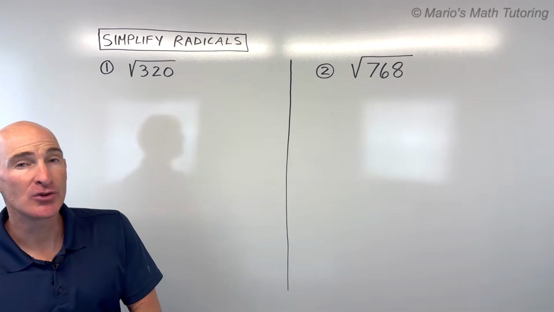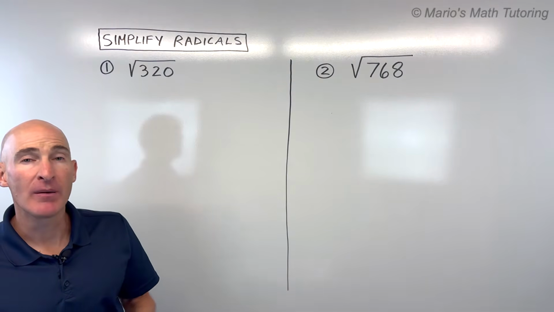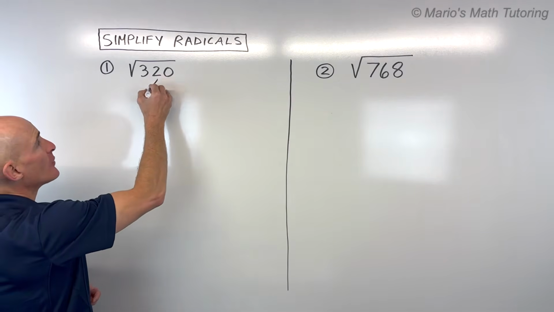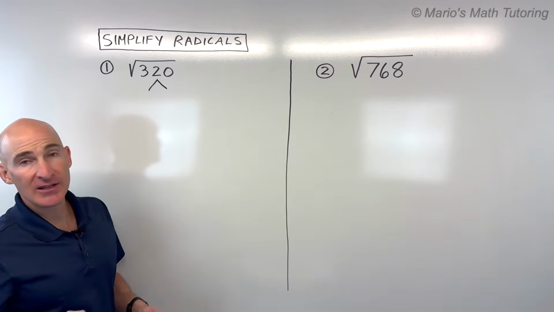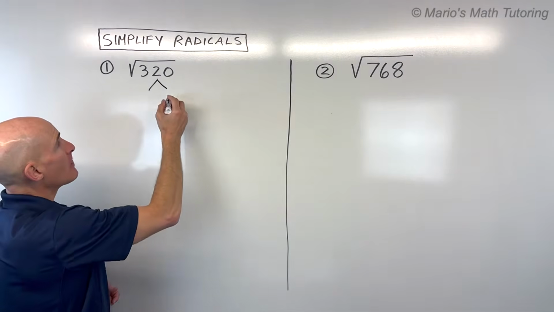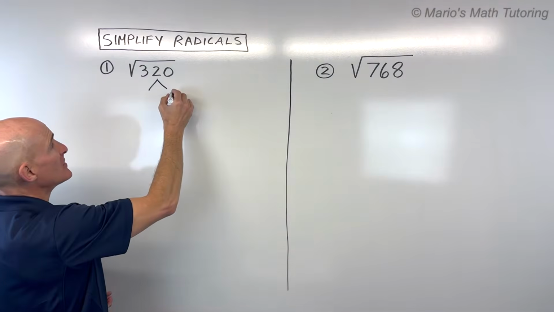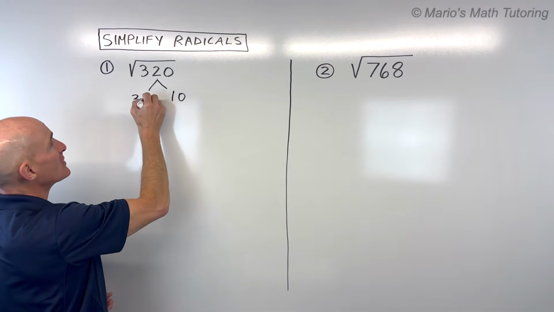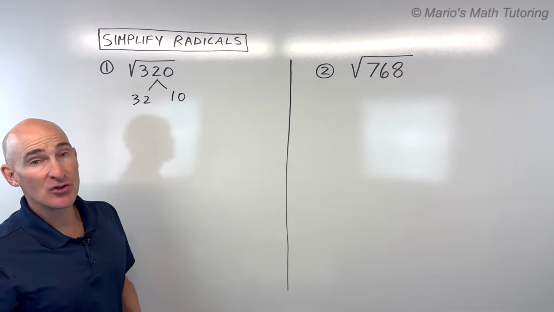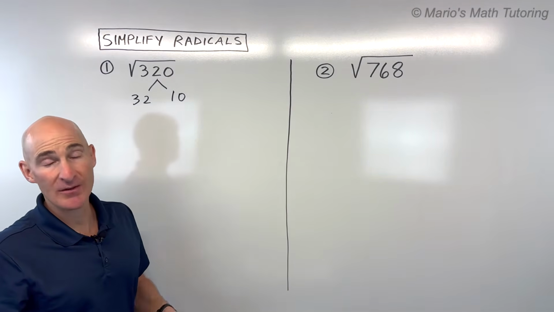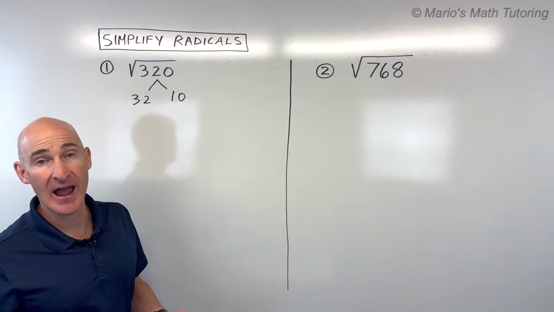But the way I like to do it is I like to break down the number by using a factorization tree. So what I would do is I'd ask myself, what two numbers multiply to 320? Well, if it ends in a 0, you can always divide it by 10. So this is going to be 10 times 32. The other technique you can use is if it ends in an even number like 0, 2, 4, 6, or 8, you can always divide it by 2, like cutting it in half.